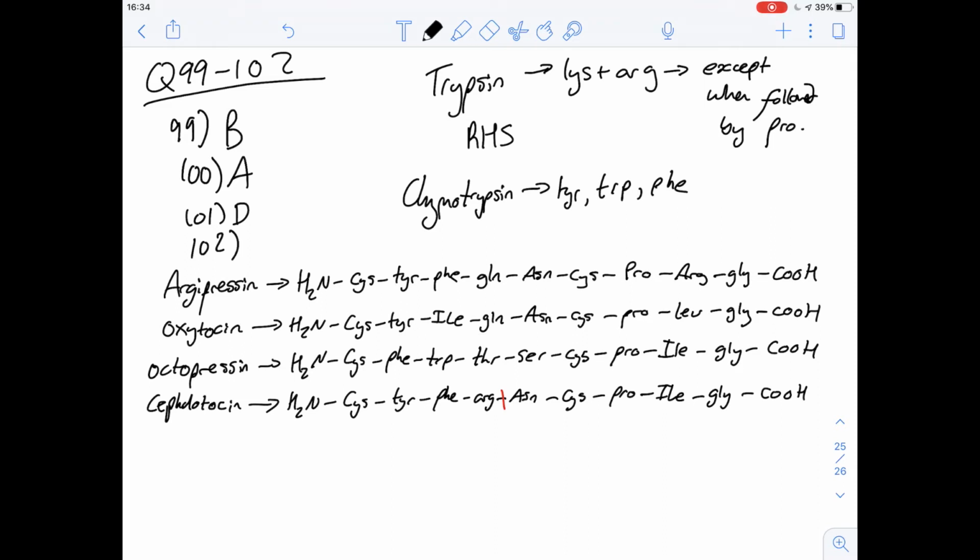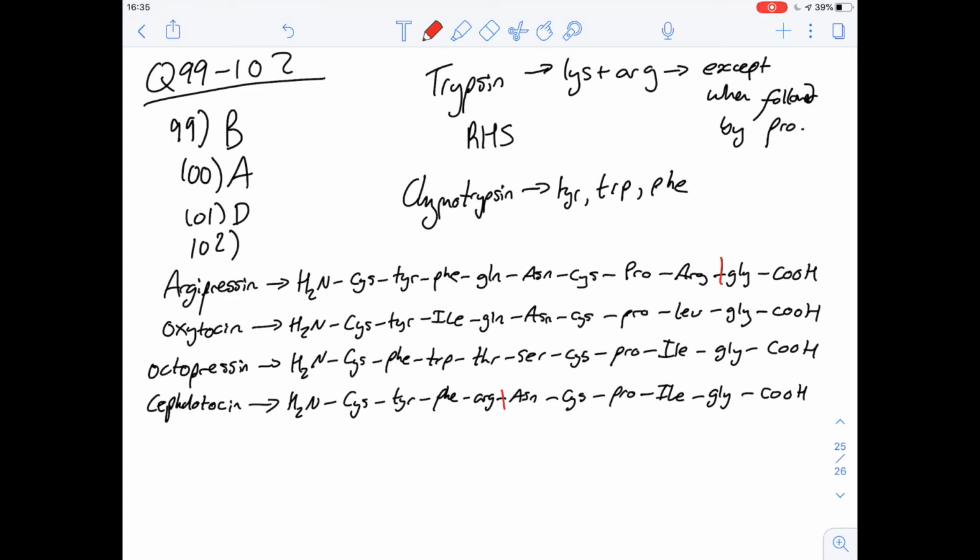And then finally for 102, it says suppose that for easier analysis argipressin is broken down into units no longer than tripeptides. To do this, trypsin, chymotrypsin, and some other enzyme are needed. The other enzyme should be able to cleave the peptide bonds on the carboxyl side, or on the right hand side in this case, of which amino acid. Okay, so again, let's change the colour, make it clearer. So let's go through and do all the cleavages that each enzyme would do. We'll add them together and see what we're left with.